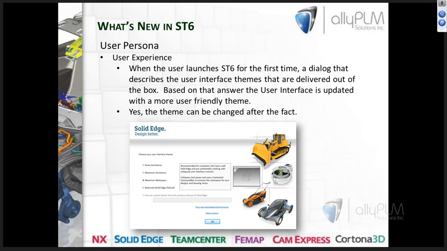Yes, that theme can be changed after the fact. So if I answer this question and it gives me a theme that I do not want, I can switch themes just as I did in ST5 and prior. So you'll see there's some assistance, maximum workspace, balance, which is a Solid Edge default. Your custom themes from ST5 will also come across here in the ST6. And whenever I get to working and switching between themes in the demonstration later, you'll probably see a long list of themes, not only what's delivered here with ST6, but what I've had customized over the last couple versions of Solid Edge.